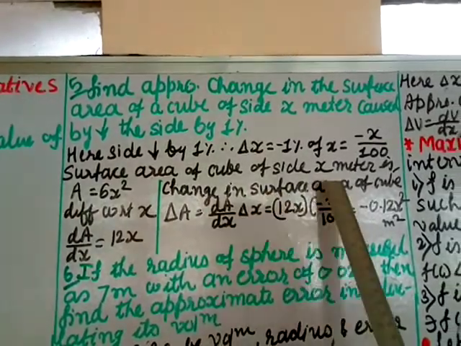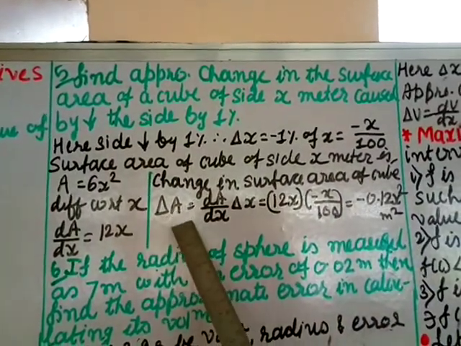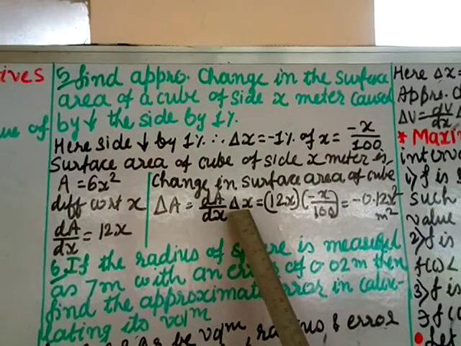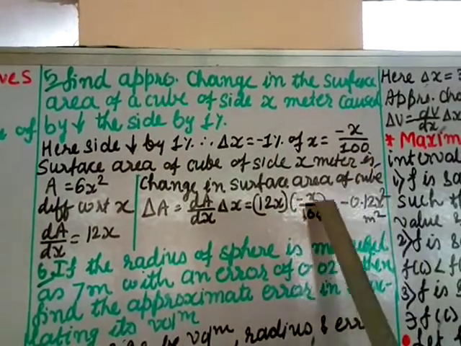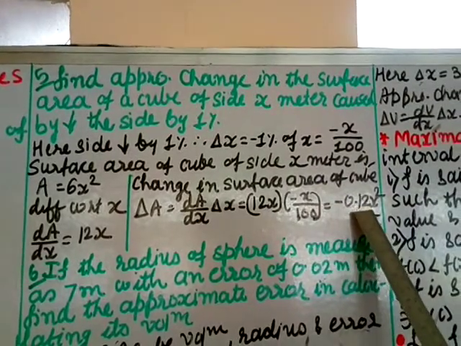Now change in the surface area of the cube, that is delta A is asked. dA by dx into delta x. dA by dx is 12x, delta x is minus x by 100. This value, simplify, you get minus 0.12 x square.